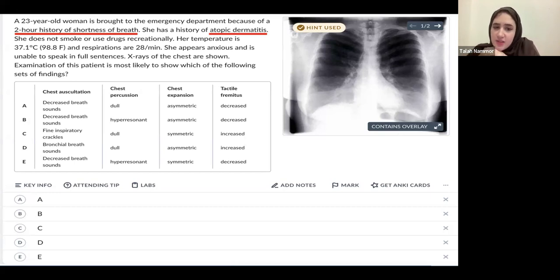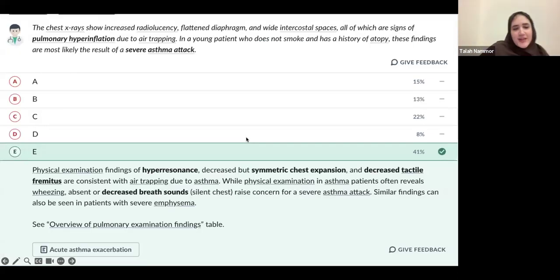With tactile fremitus, do you guys know what tactile fremitus is? Vibration. Okay, so vibration, where is it higher? Exactly. So tactile fremitus, do you think it would be increased or decreased? Now keep in mind, vibration goes the fastest through what? Through solids or air? Solid. So basically the tactile fremitus will be decreased. Exactly. So it was E.